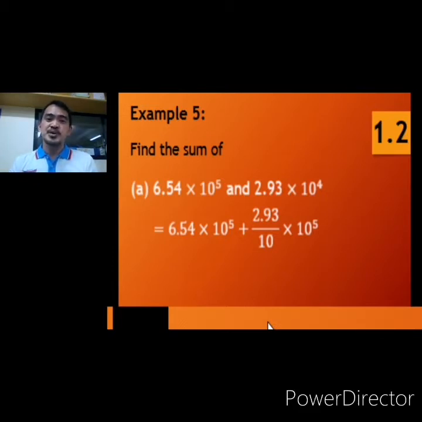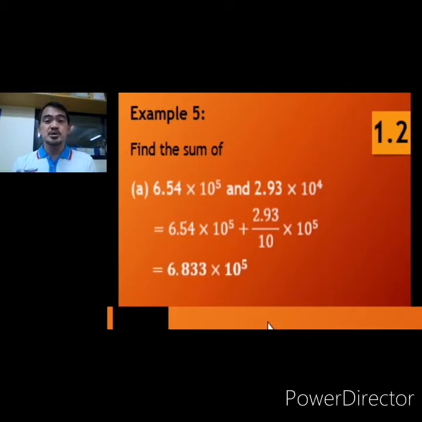Dividing 2.93 by 10 is simply the same as moving the decimal point one place to the left. If you divide this number by 10, you have to add 1 to your power. Or if you move one place to the left of that number, you have to add 1 to the power of your base 10. Okay?